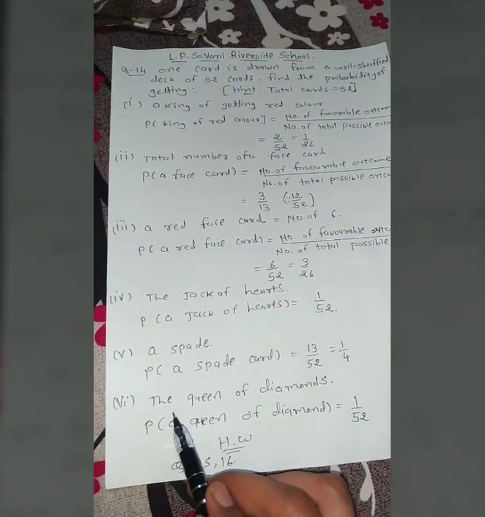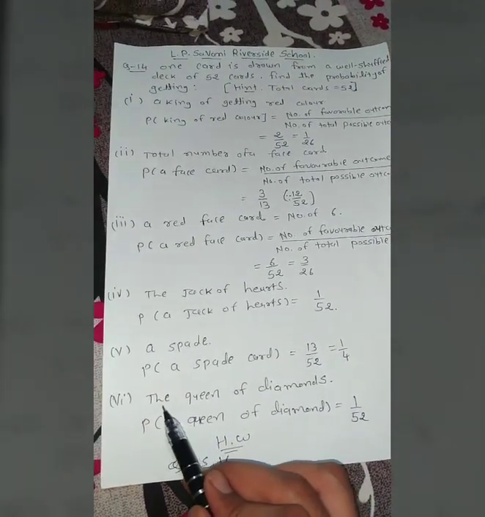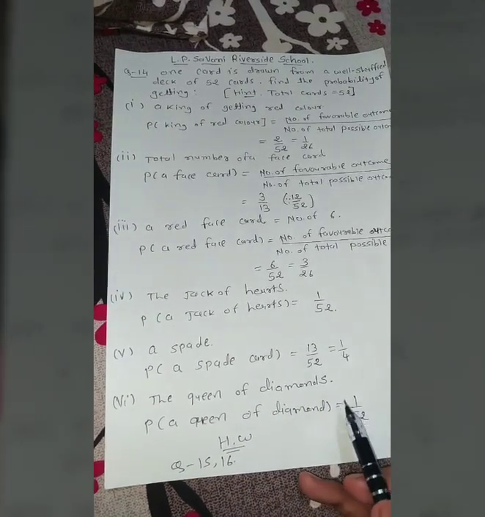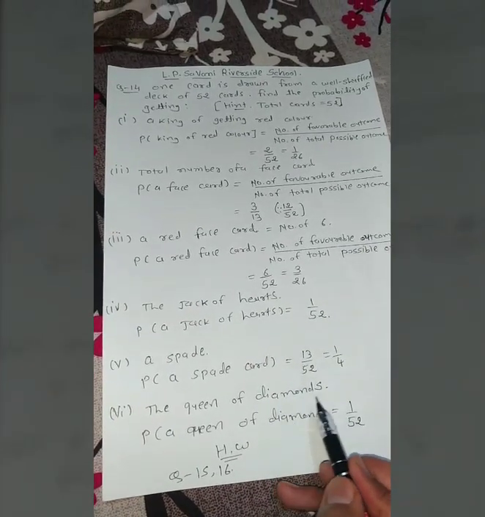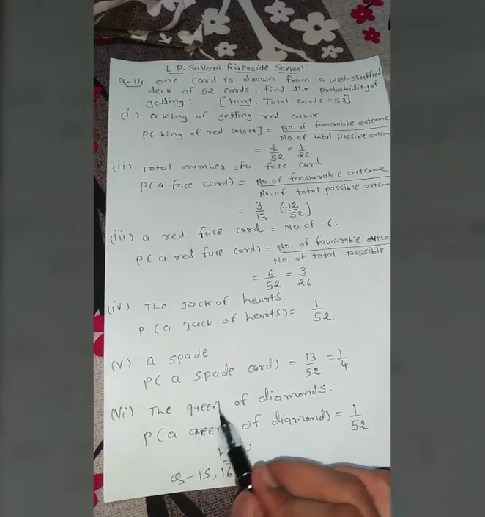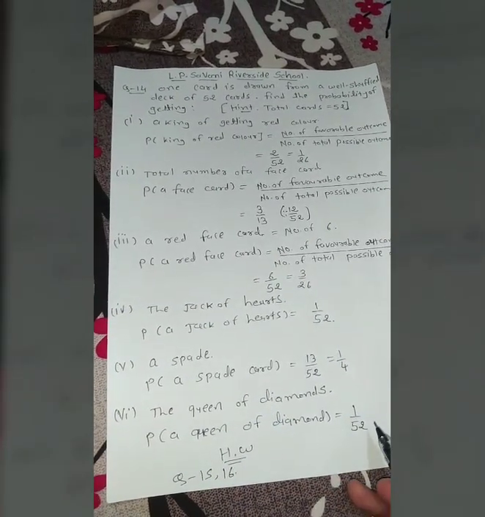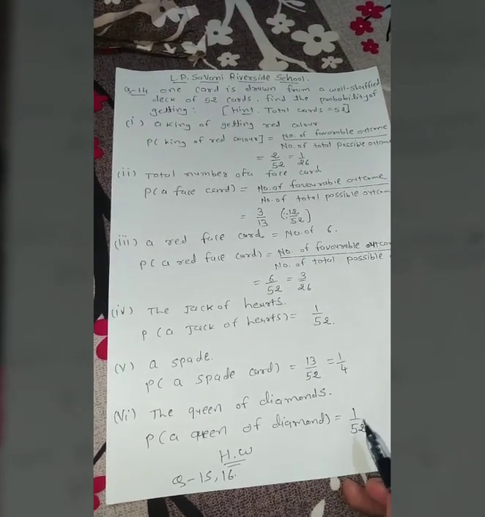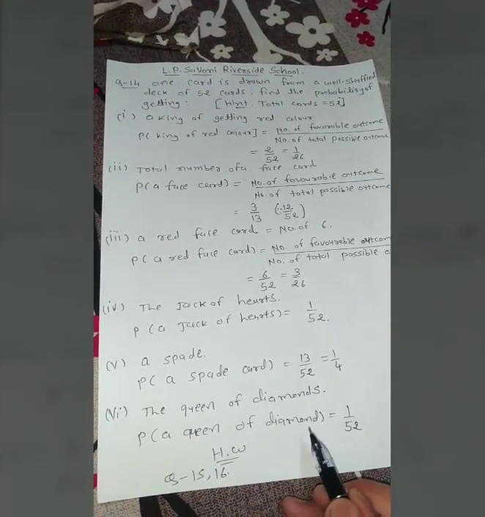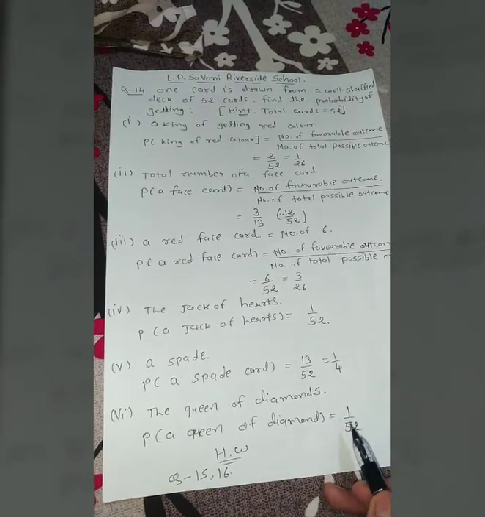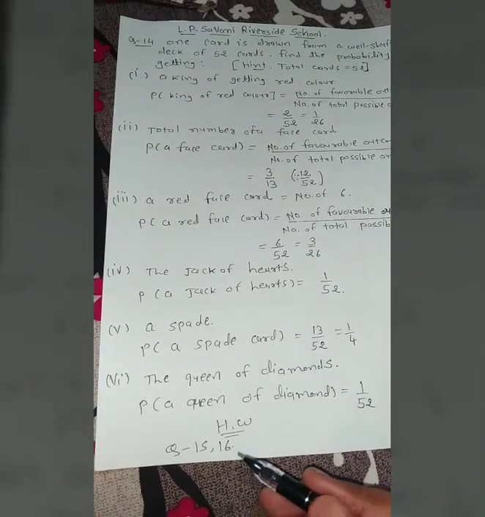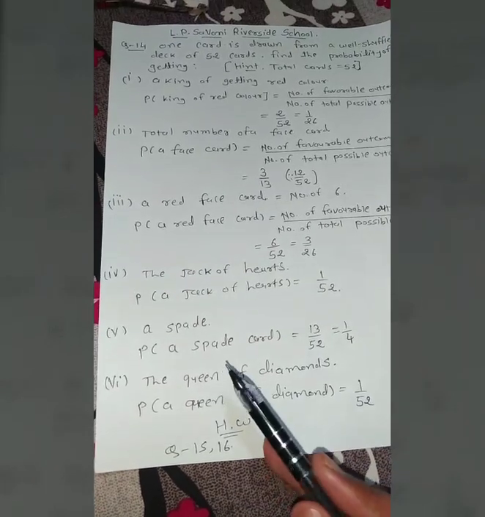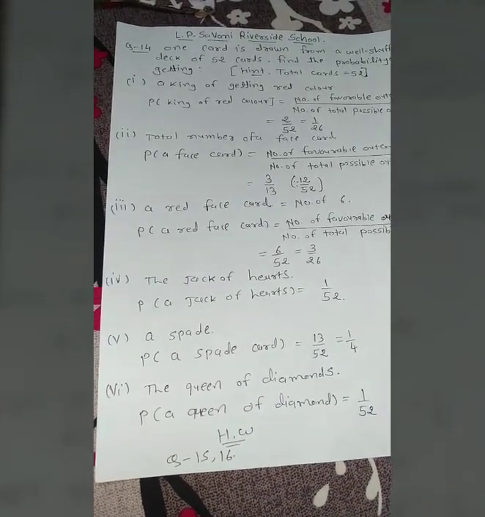Next is the queen of diamonds. In the queen of diamonds there is one possibility, because there is only one queen in the diamonds cards. There are 13 diamonds cards, so out of 13 there is one queen, and it is counted from the 52 cards. So 1 upon 52 is the probability of the queen of diamonds. Questions number 15 and 16 are the same as question number 14. Okay, so 15 and 16 are homework.